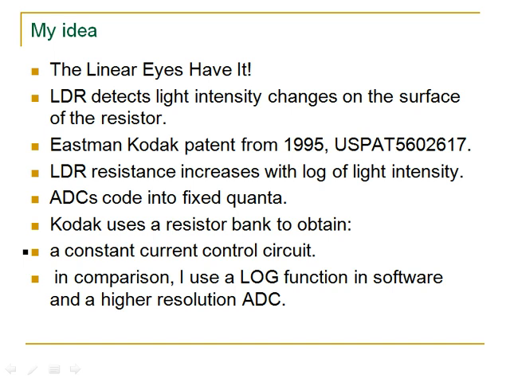It's logarithmic. Eastman Kodak has a patent from 1995 which shows that light is linear as the log of the light intensity. And they use a bank of resistors that they switch in order to get the light-dependent resistors to run in a linear mode. This is their patent. That gives them what they call a constant current control circuit.